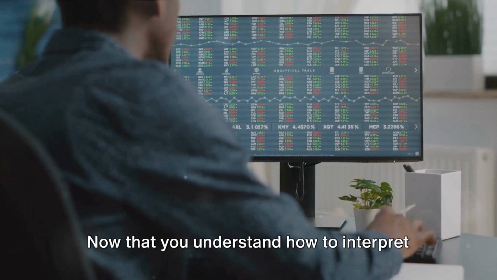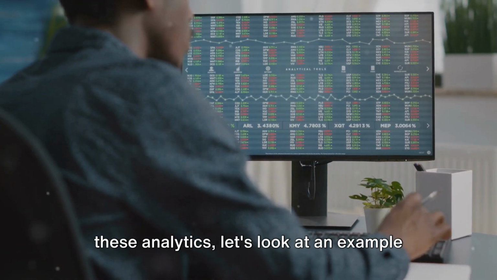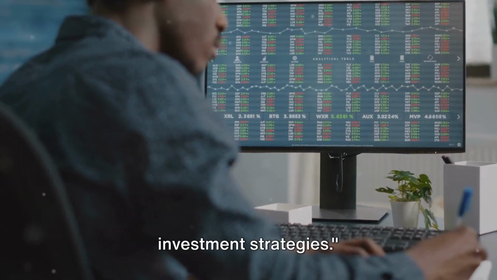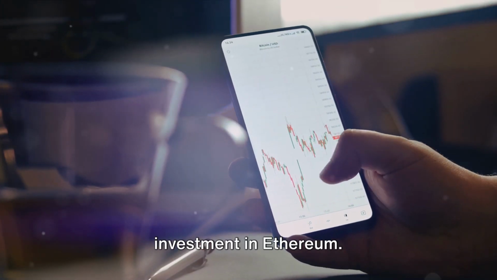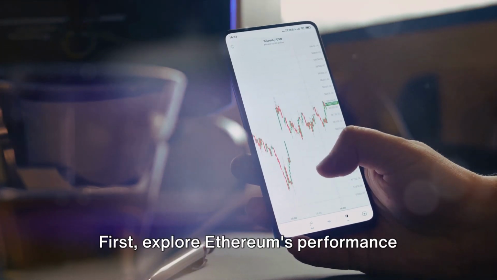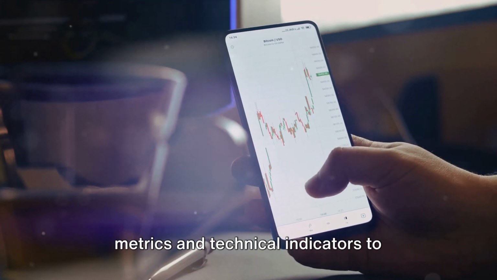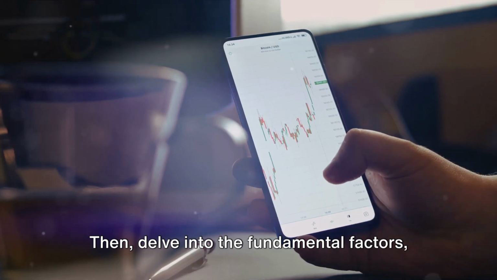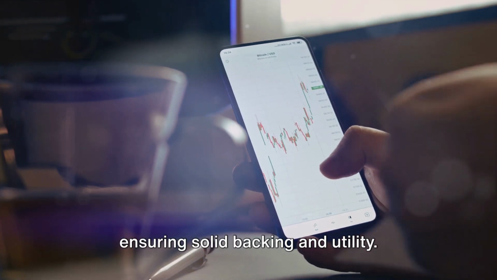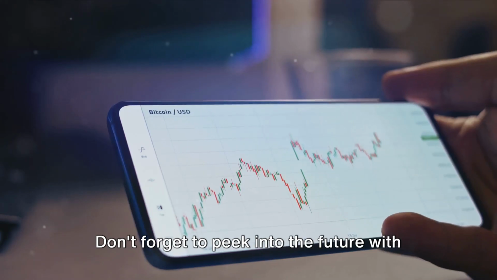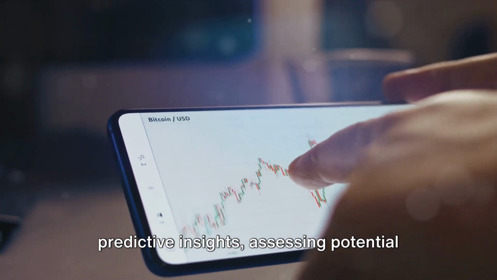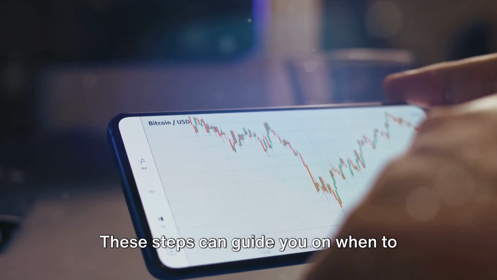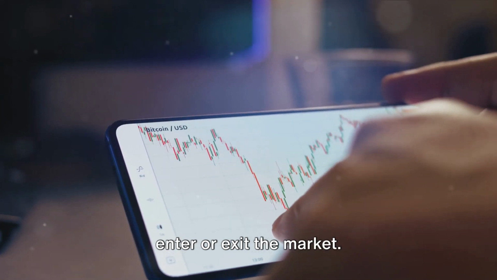Now that you understand how to interpret these analytics, let's look at an example of how you might use Token Metrics for investment strategies. Let's say you're considering an investment in Ethereum. First, explore Ethereum's performance metrics and technical indicators to understand its current state. Then delve into the fundamental factors, ensuring solid backing and utility. Don't forget to peek into the future with predictive insights, assessing potential growth trajectories. These steps can guide you on when to enter or exit the market.